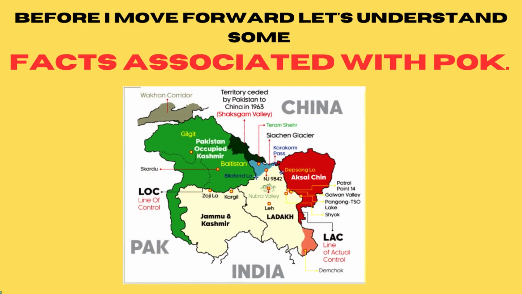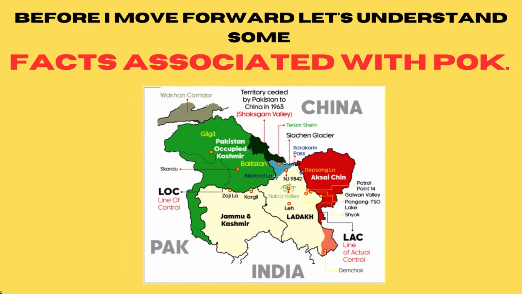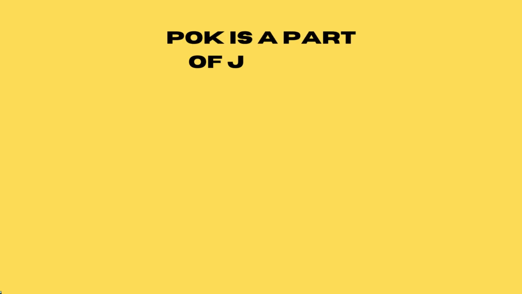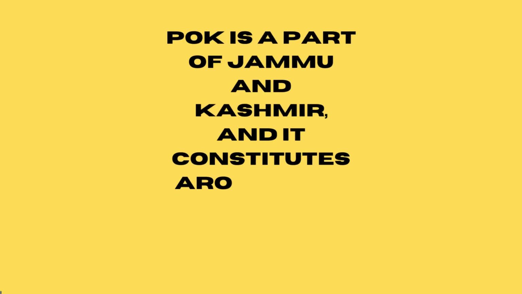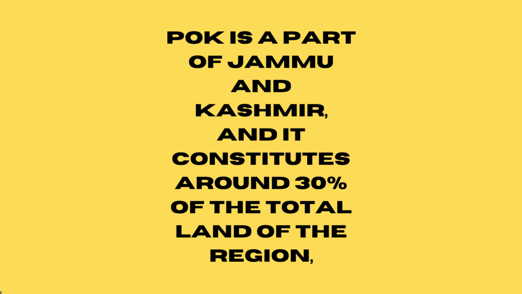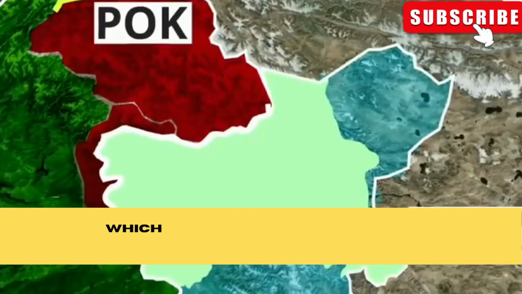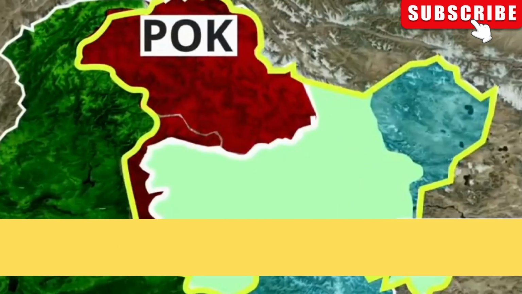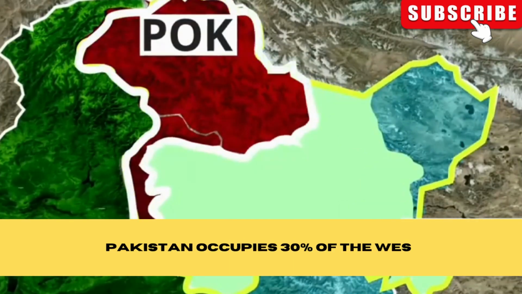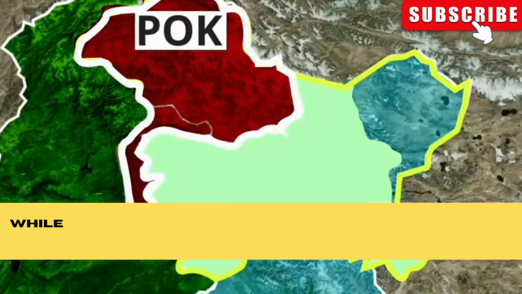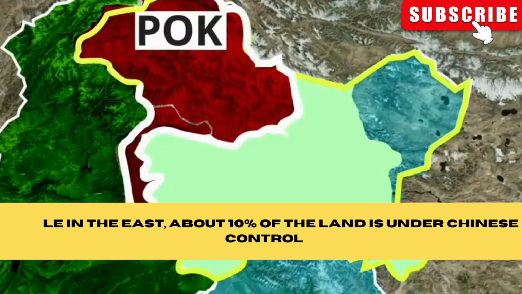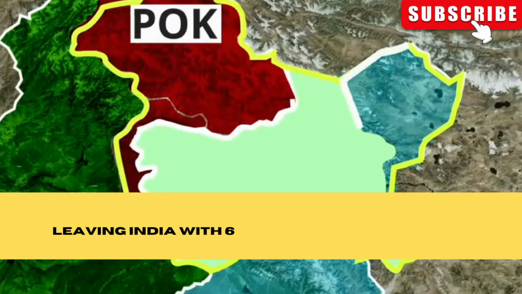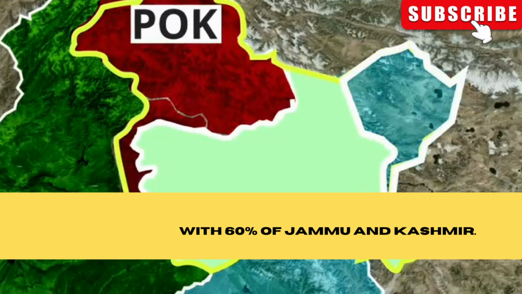Before I move further, let's understand some facts associated with POK. POK is a part of Jammu and Kashmir and it constitutes around 30% of the total land of the region, which amounts to approximately 2.22 lakh square kilometers. Pakistan occupies 30% in the west, while in the east about 10% of the land is under Chinese control, leaving India with 60% of Jammu and Kashmir.